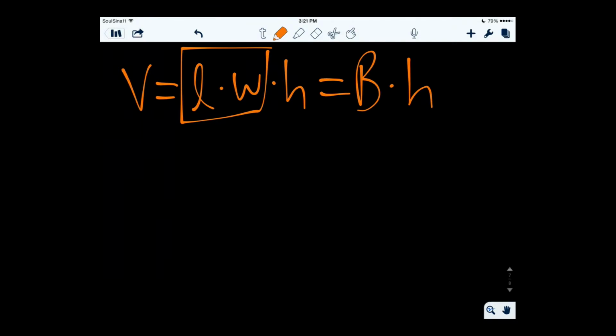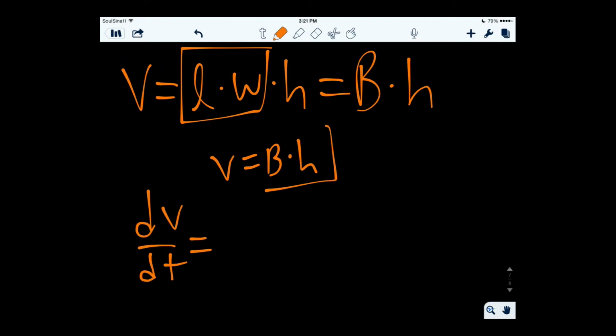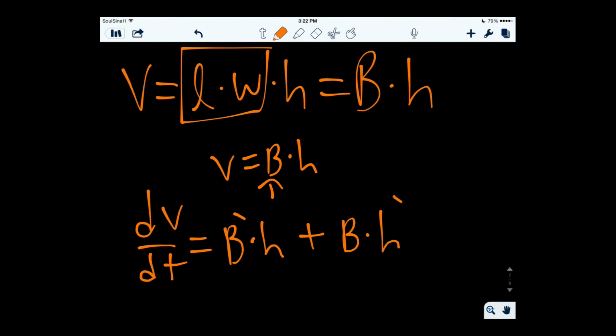Now we should take the derivative of this equation. We have V equals B times H, and we're going to take the derivative of this equation with respect to time. So we're going to have dV/dt equals, we're going to have to use the product rule now. Let's take the derivative first, and then we'll talk about the different parts. So dB/dt times H, plus B times dH/dt.